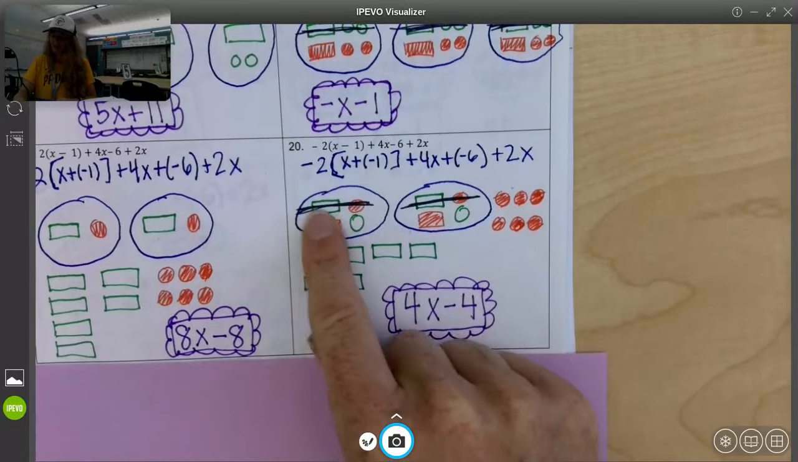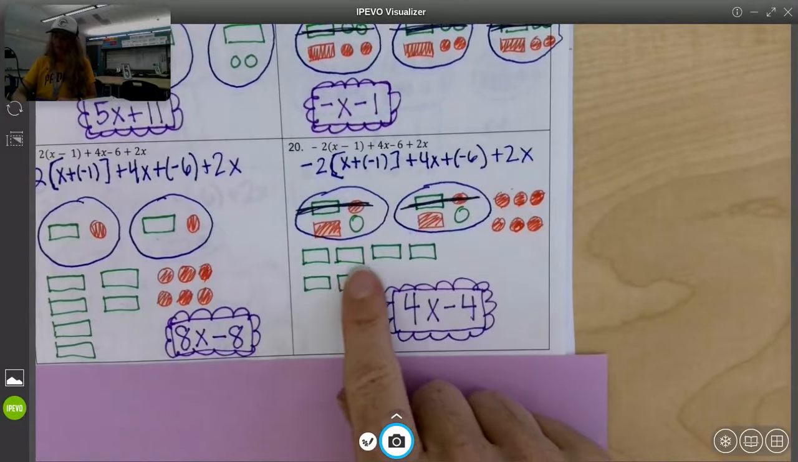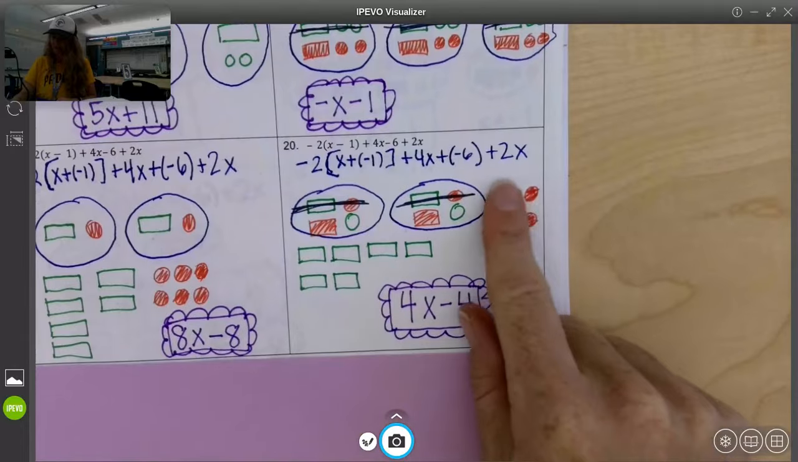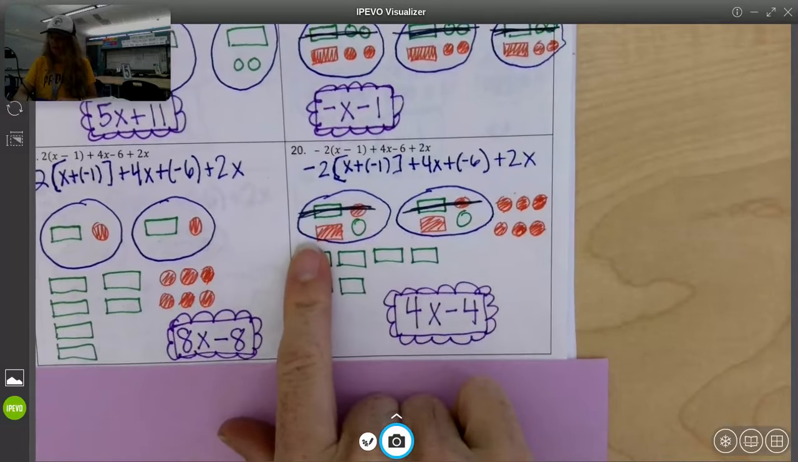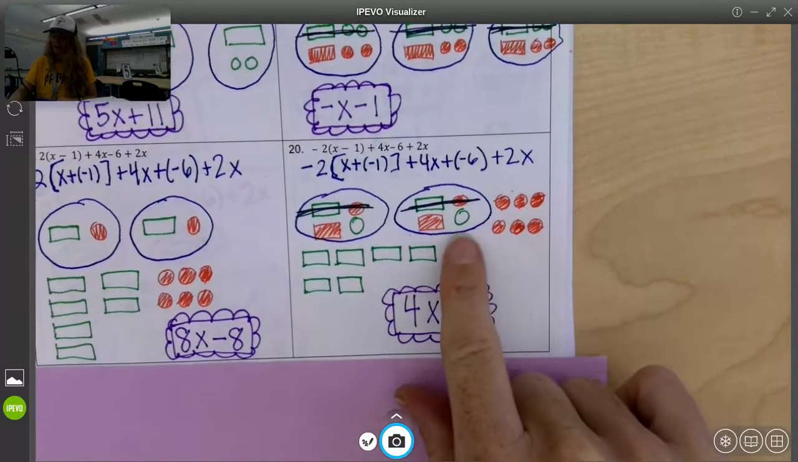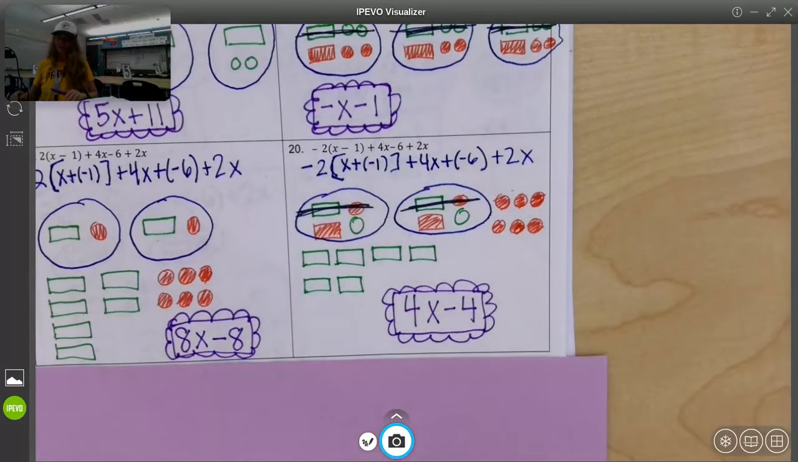I'm taking away the positive x and the negative 1 as a group, and I'm adding in 4 x's, 4 rectangles, 6 negatives, and then 2 more positives. So in the end, I have these 2 0 pairs that cancel out, so I'm going to have 4 x's, and I'm going to have these 2 positives that cancel out with 2 negatives, so I'll have minus 4.